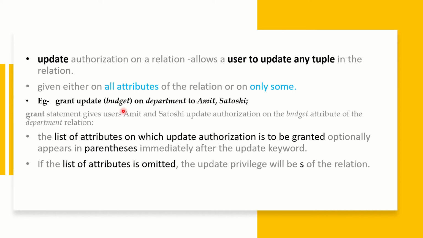If we are not specifying any attributes here, that means the person is given update authorization on all the attributes. If we are giving authorization to update particular attributes, we write the set of attributes in parentheses. If the parentheses are absent along with the grant update statement, the update can be performed on all attributes of the corresponding table.